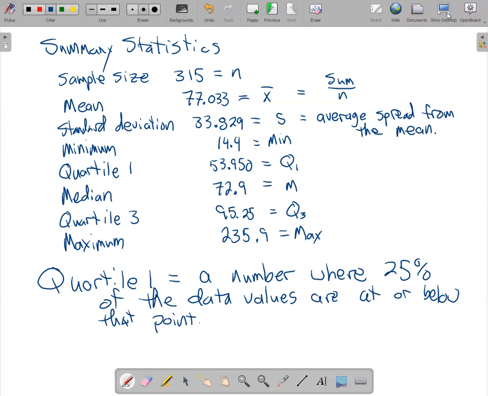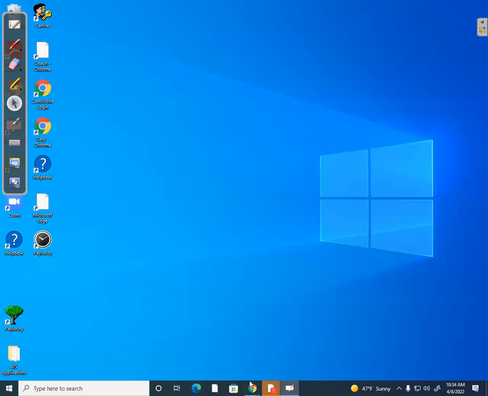So I'm going to go back to StatKey for a second. Where'd it go? Oh, I moved it to the other screen. That's right. There you are.